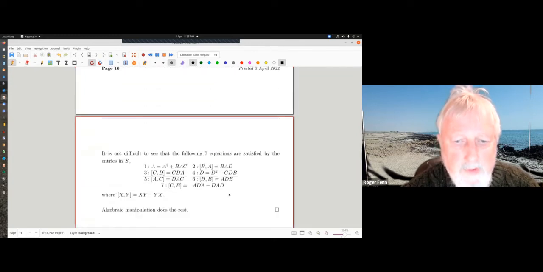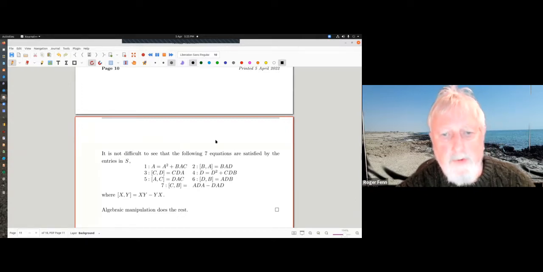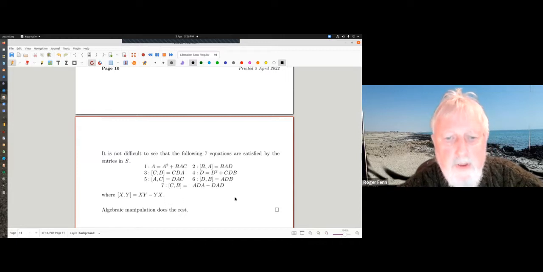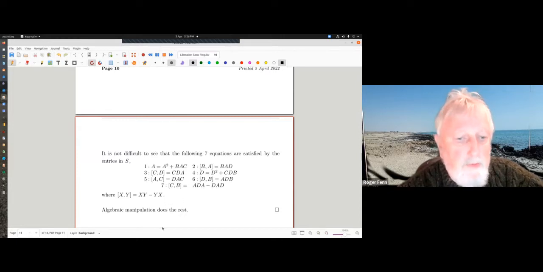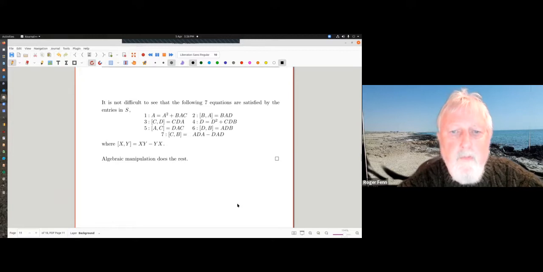And why does it work? Well, you multiply things out, you look at the 7 equations, which you get by looking at opposite sides, and you get 7 equations, which I've written out here. And this is just this commutator xy minus yx. And then you do some algebraic manipulation and Bob's your uncle. So that's how that works.